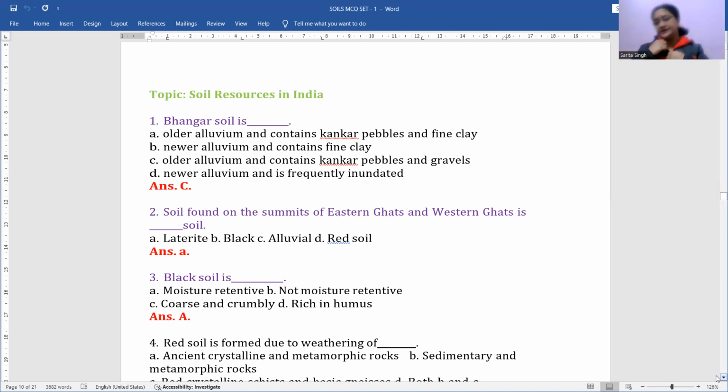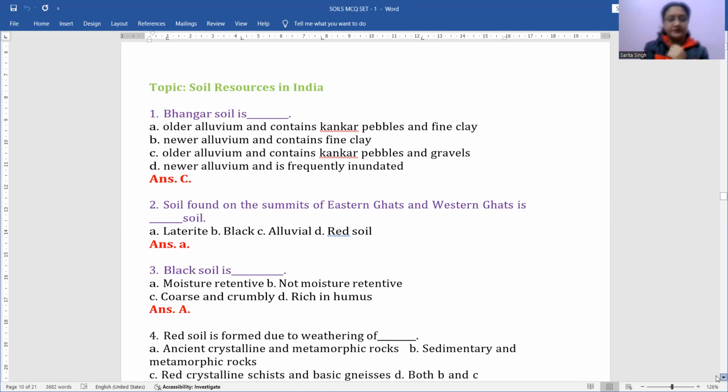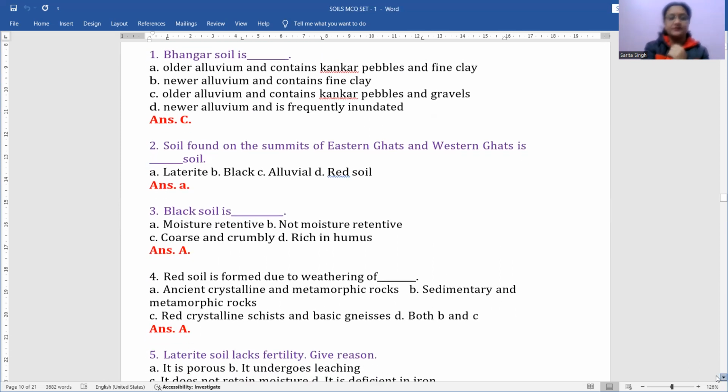अच्छा, इसके बाद नेक्स्ट है ब्लैक सॉइल इज मॉइस्चर रिटेंटिव, नॉट मॉइस्चर रिटेंटिव, कोर्स एंड क्रम्बली और रिच इन ह्यूमस. इसमें आ जाएगा द ब्लैक सॉइल इज मॉइस्चर रिटेंटिव. इट होल्ड्स द मॉइस्चर फॉर लॉन्ग. Okay, this is a nature of soil which is called moisture retentive capacity. Okay, तो इसका आंसर हो जाएगा A. Clear? Next question is: red soil is formed due to weathering of.